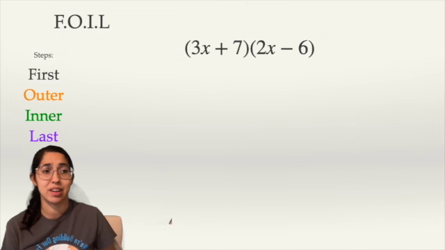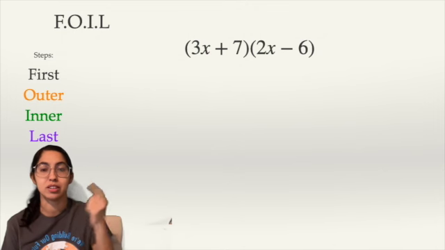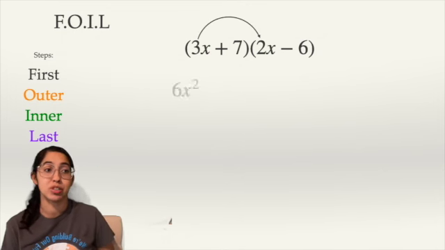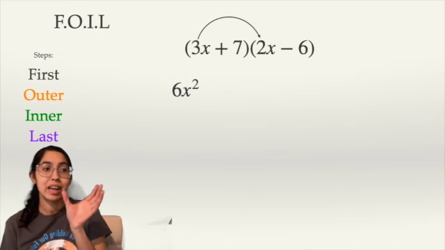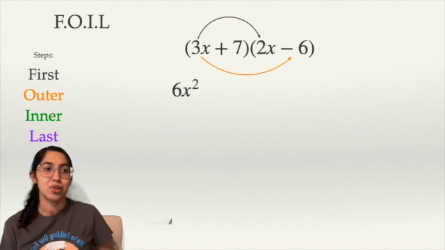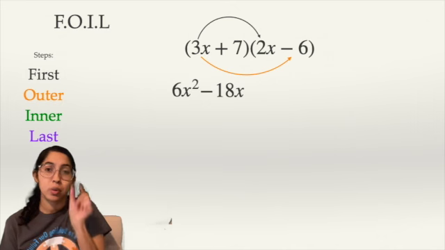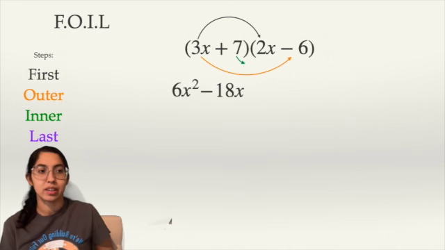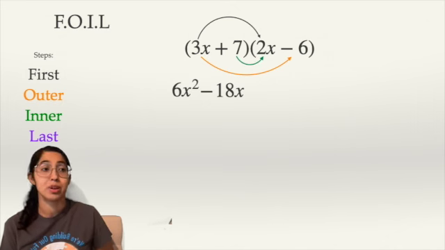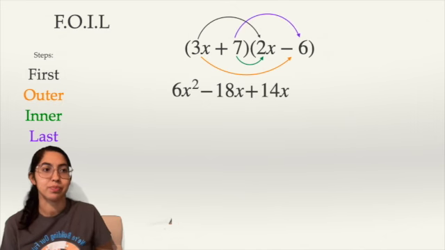So I have 3x plus 7 times 2x minus 6. First, what is the first term in each parentheses? It's 3x and 2x. So I'm going to multiply those first. That's going to be 6x squared. Next, outer, what are my 2 outer terms? That would be 3x and negative 6. So 3x times negative 6 is negative 18x. And then inner, what's on the inside? 7 and 2x. So I would multiply those two. 7 times 2x is plus 14x. And then last, I have 7 and negative 6. So 7 times negative 6 would be minus 42.